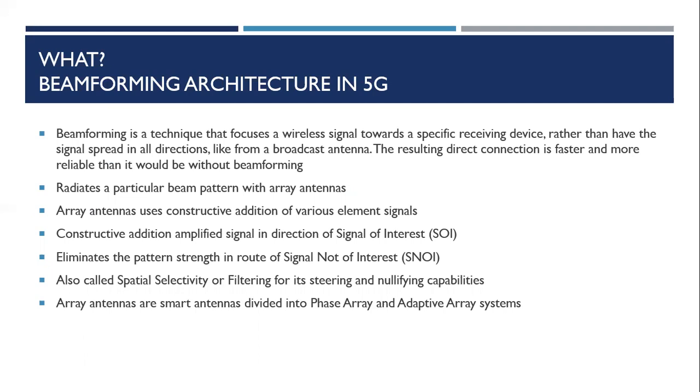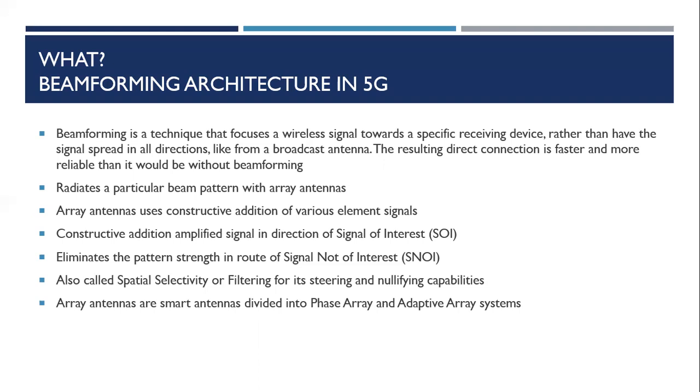This constructive and destructive interference to cancel or produce a highly directive beam in a specific direction, or to cancel it from other directions, is also called spatial selectivity or filtering, which is basically to construct or remove specific beams within the space and to steer and angle it in a specific direction. So the process is also called spatial selectivity or filtering as well.